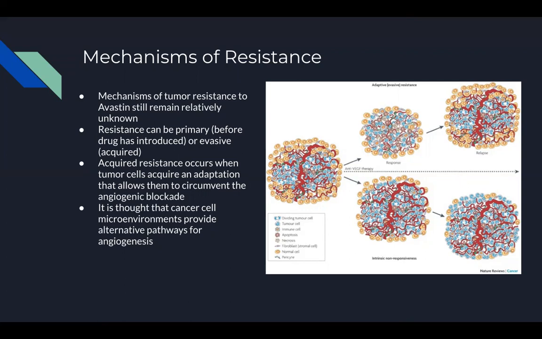The top portion of this diagram to the right demonstrates acquired resistance. Initially, treatment is effective in achieving a response, but mutations lead to alternative pathways for angiogenesis. The bottom portion demonstrates primary resistance. A response is never achieved in primary resistance.